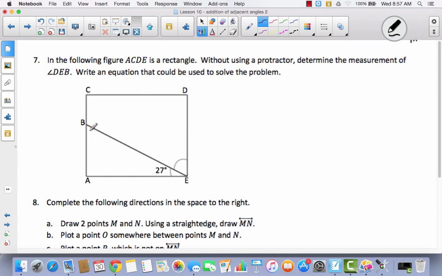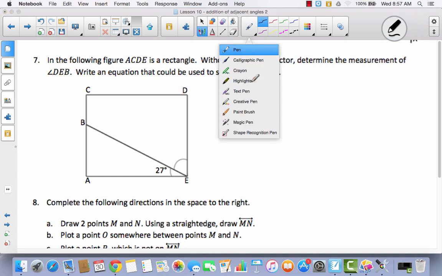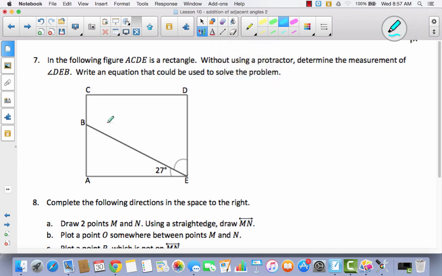They are all 90 degrees, right? So we know that first of all. Now, I'm going to highlight the angle I'm trying to find. I'm trying to find the measurement of DEB.